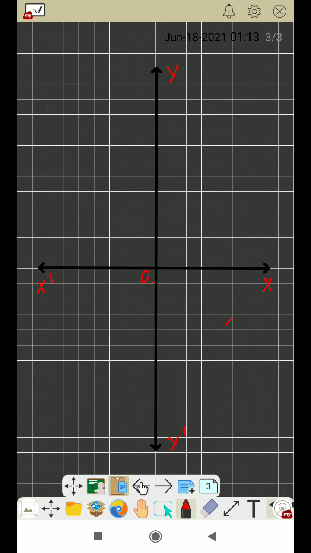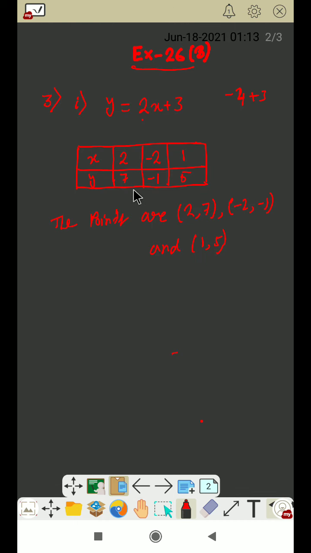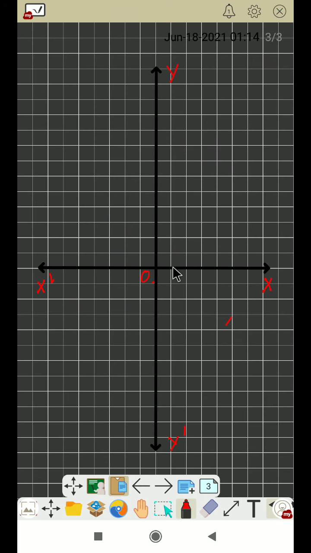Now here you have to plot 2 comma 7 first. So you have to go 2 units on the right hand side, 1, 2. Now you have to plot 7 in the positive direction of the y-axis. This upward direction is the positive direction of the y-axis. Now you have to go 7 units, 1 2 3 4 5 6 7. So this one is 2 comma 7.